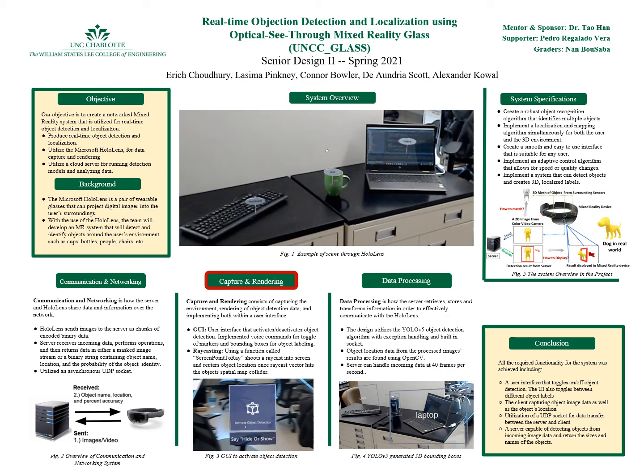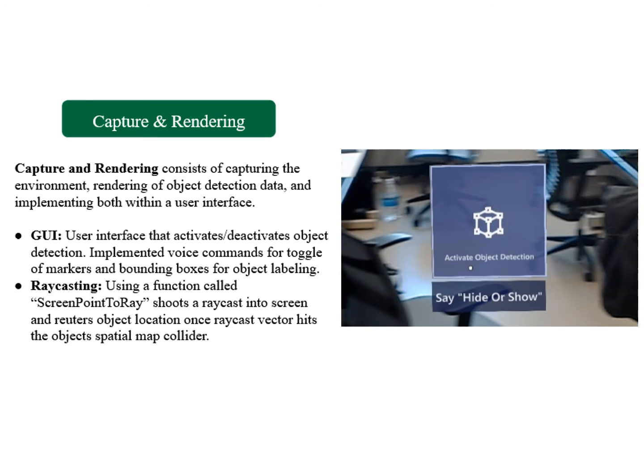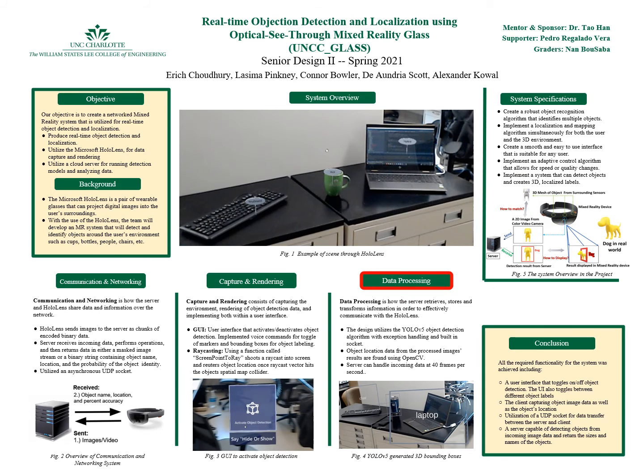Capturing and rendering. Capturing and rendering collects image data through the HoloLens camera to send to the server. The design uses a user interface to toggle object detection. Once the processed information comes back from the server, the HoloLens will raycast to the collider of the object to collect spatial data and create correctly localized object markers in the scene that can be toggled between renders of markers and bounding boxes. Data processing.